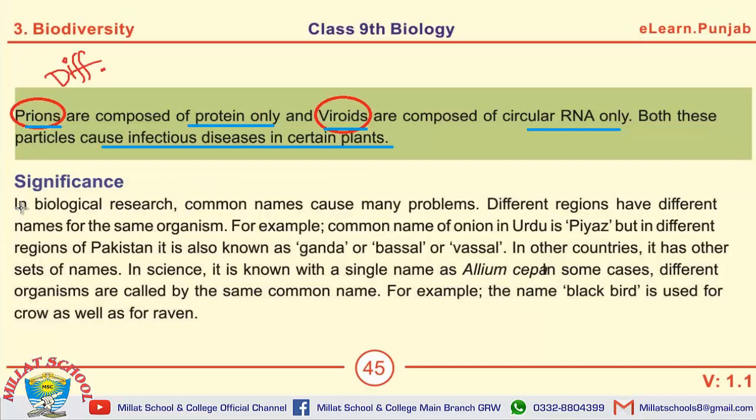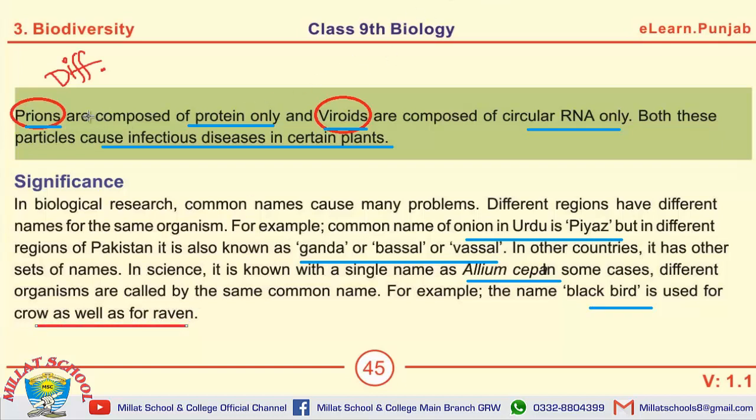The other MCQs are from the significance of binomial nomenclature. For example, the common name of onion in Urdu is pyaz. It is ganda or basal or vasal in other regions of Pakistan, and the scientific name of pyaz is Allium cepa. Blackbird or crow is known as raven as well.